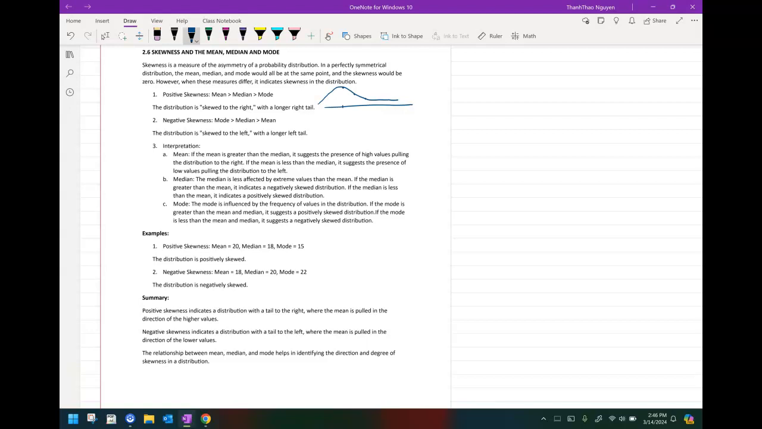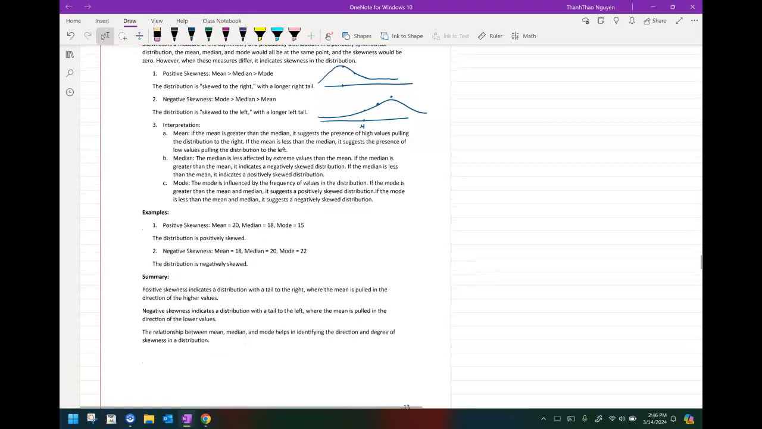Now when it's skewed to the left, the mode is greater than the median. The mode is greater than the median, greater than the mean. So here's the mean. The mean is the smallest. Then you get the median, and you get the mode. So your distribution goes skewed this way. This is the negative skewness with the longer left tail.